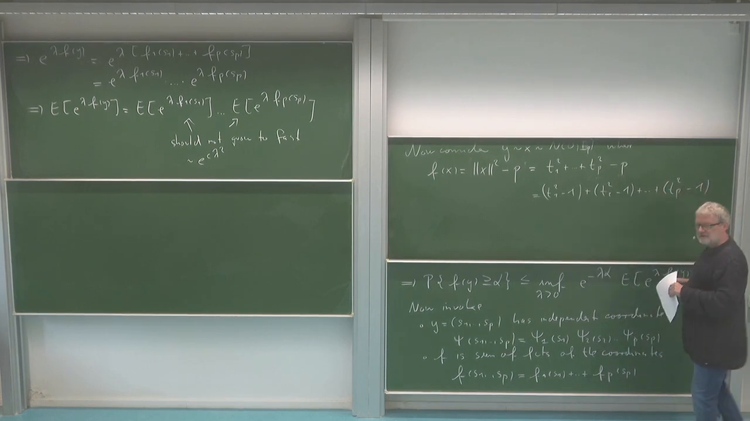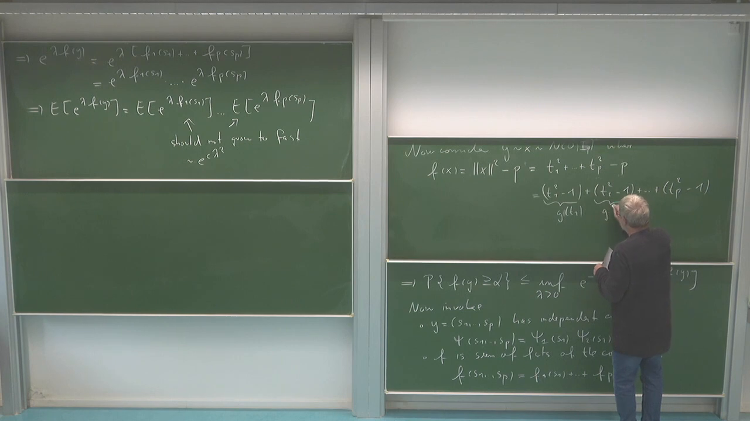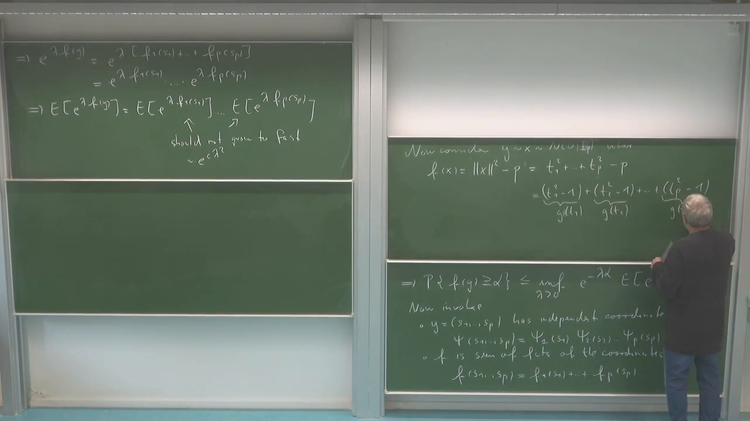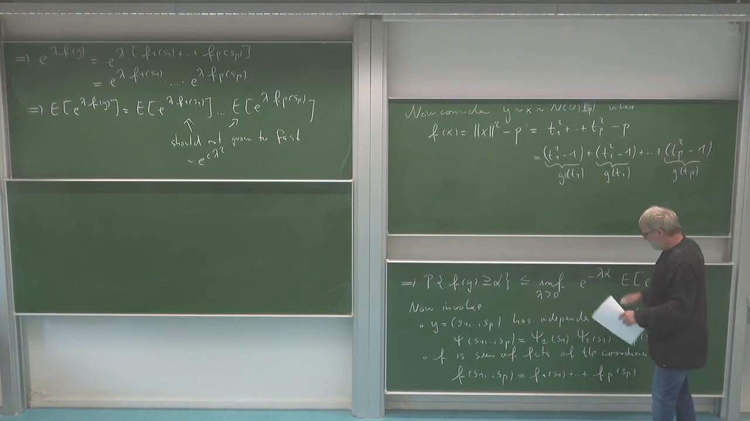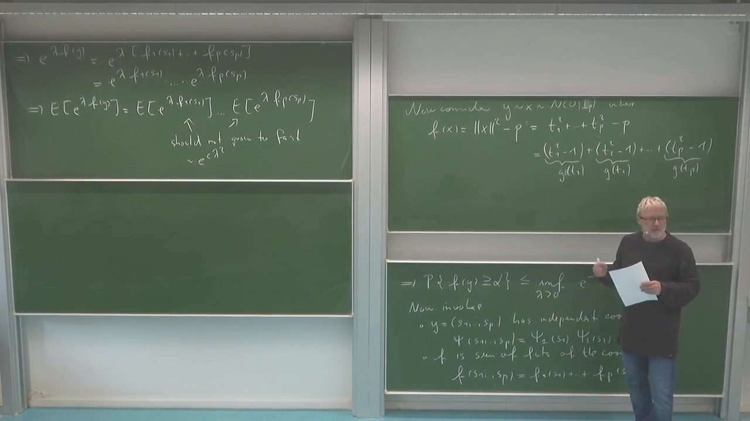tp squared minus 1. Okay, and so this here will now be my function g of t1, the function g of t2, and it's the same function always, everywhere. So g of tp. So the f's which I have here in general are all the same, and they are actually the function t squared minus 1.